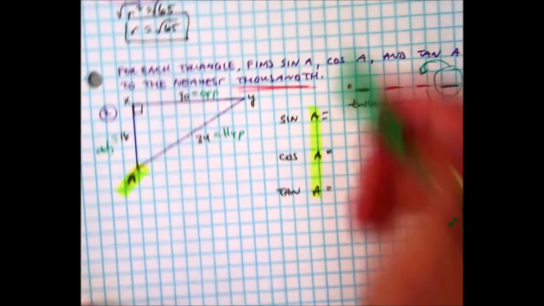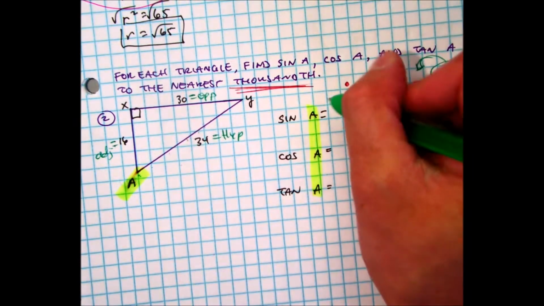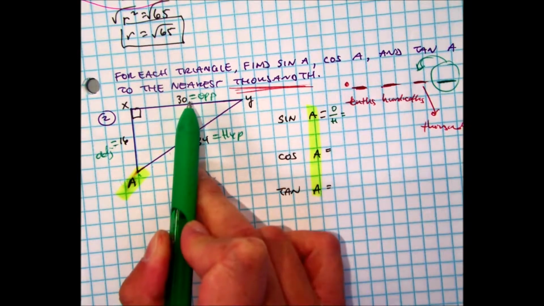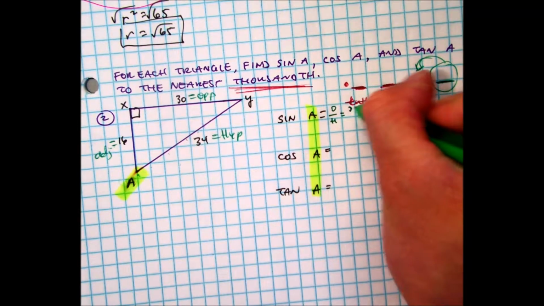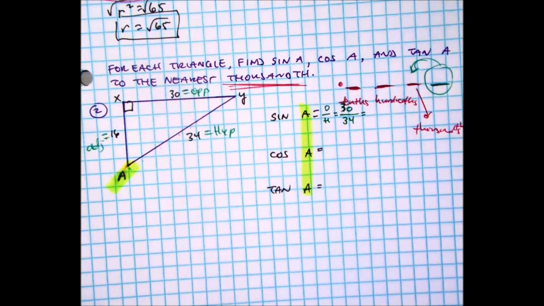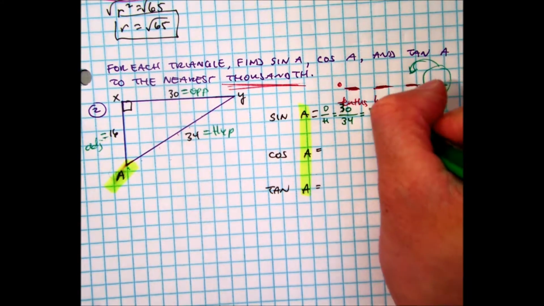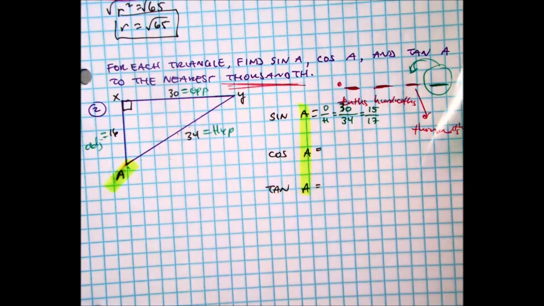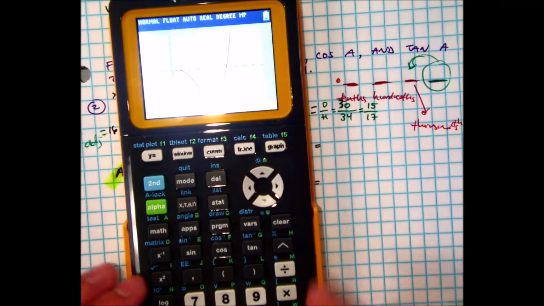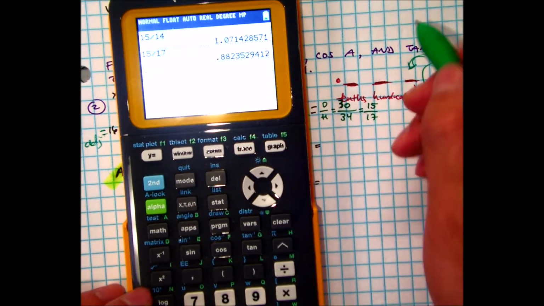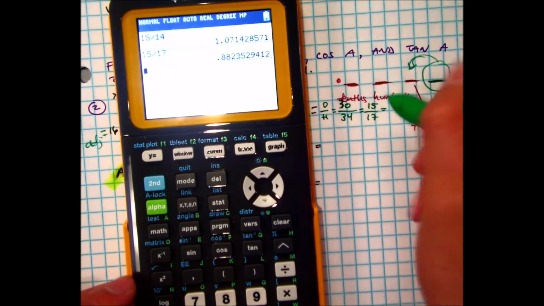Alright. So sine of A. Class, which two sides is sine? So I have 30 over 34. And if I reduce that, I get how much? So 15 over 17. And I put that in my calculator and I round to 3. What's my answer?